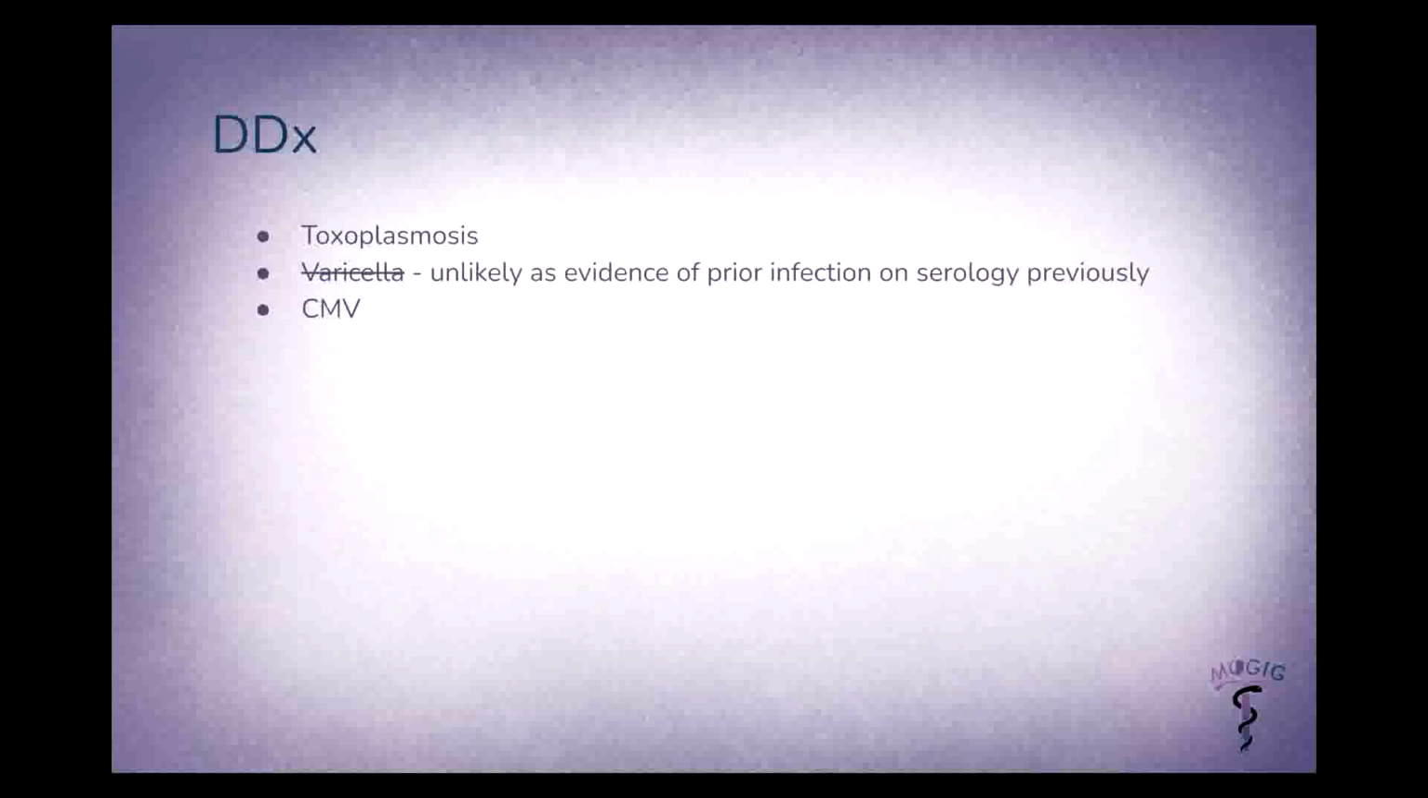However, we know based off the history of Eloise that she's unlikely to have an acute varicella infection because she's got that prior immunity.